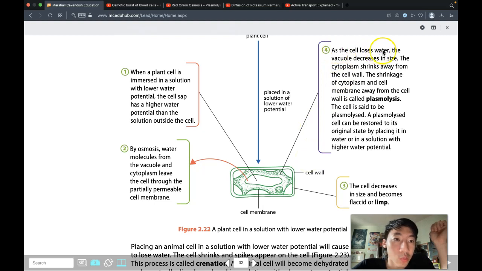Then, as the cell loses water, the vacuole will decrease in size, and the cytoplasm will shrink away from the cell wall. The shrinkage of the cytoplasm and cell membrane away from the cell wall is called plasmolysis. The cell is said to be plasmolysed. Important word also. A plasmolysed cell can be restored to its original state by placing it into water or into a solution with higher water potential. Okay, so the meaning of the word plasmolysed is simply pulled away, that the cell membrane has pulled away from the cell wall.